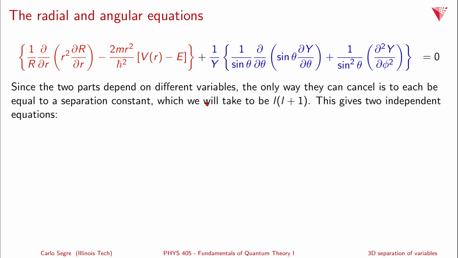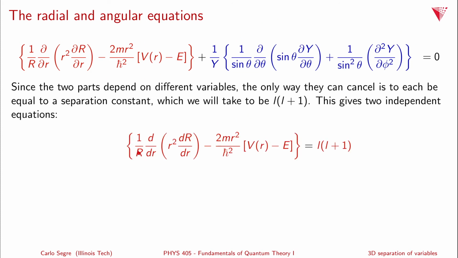And in fact, the same constant. So they can cancel out because they're equal to a separation constant, which in this case we will call L times L plus 1. And we'll find out why that is later. Now this gives us two independent equations, one radial and one angular.